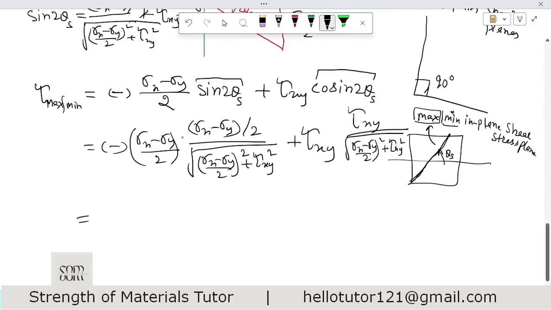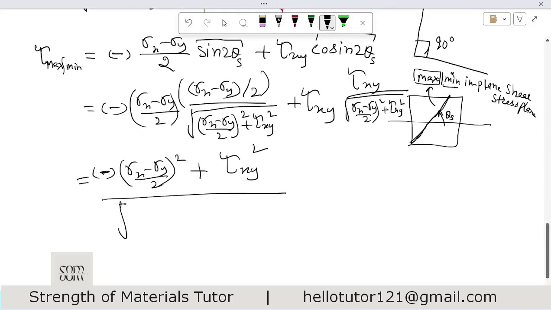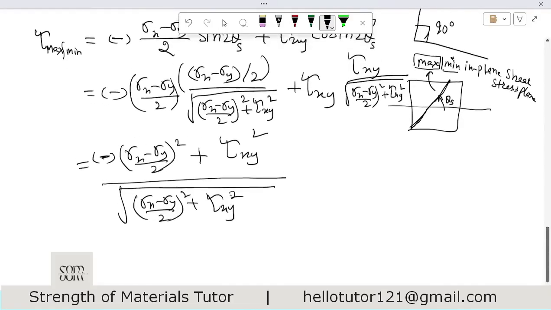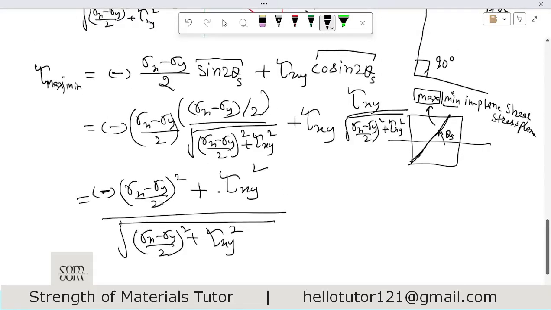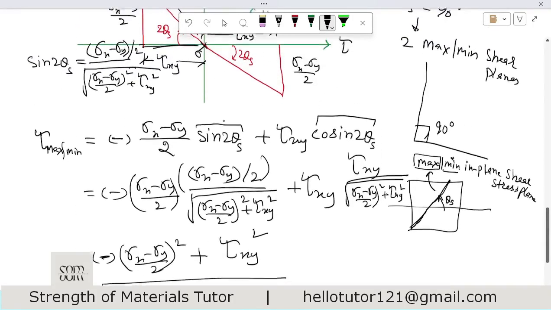Now this term and this term are the same, so it is going to be ((sigma x minus sigma y) divided by 2) whole square, right? But the negative is outside, right? Plus this tau xy and tau xy, it is tau xy whole square, whole divided by the square root of ((sigma x minus sigma y) divided by 2) whole square plus tau xy whole square, okay? Now there is some slight mistake, I think, because they should both be the same, okay? So let me see where the mistake is.